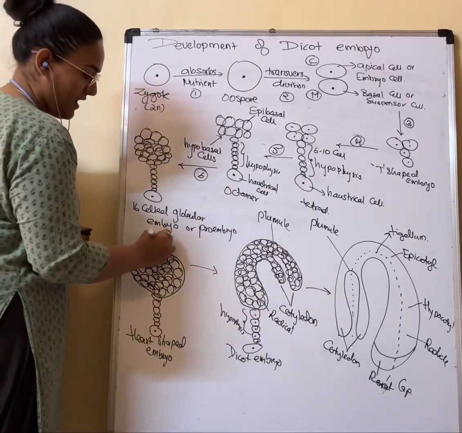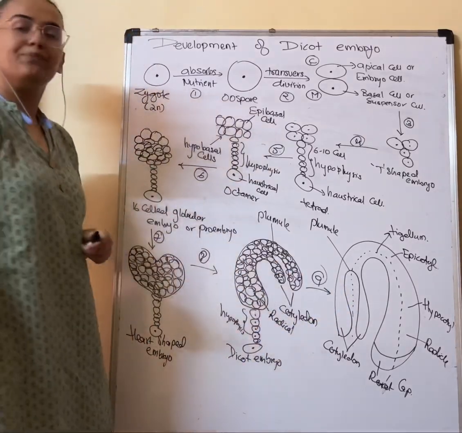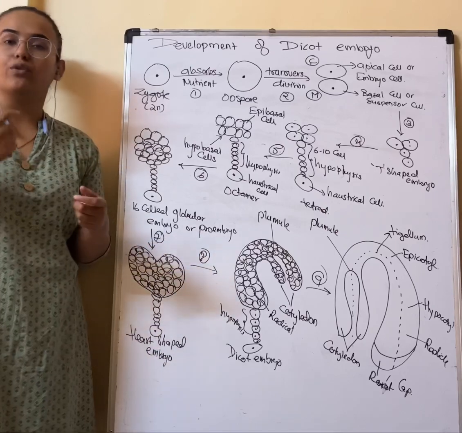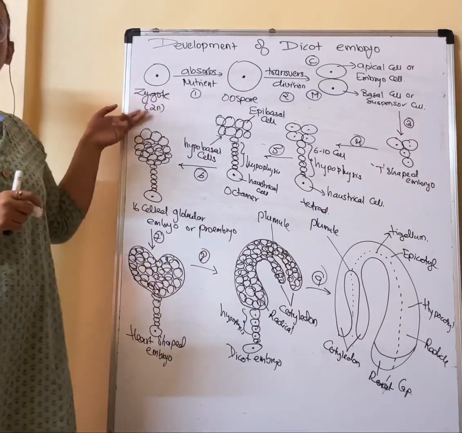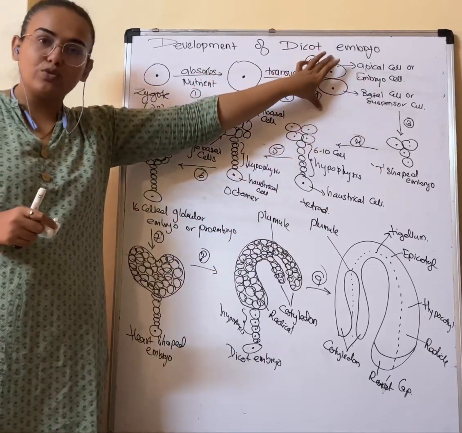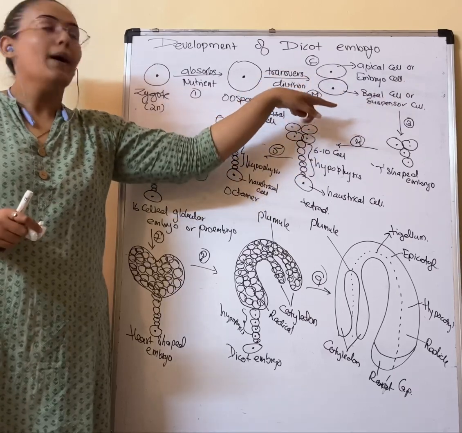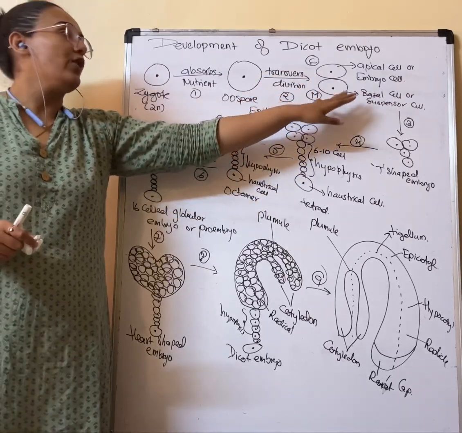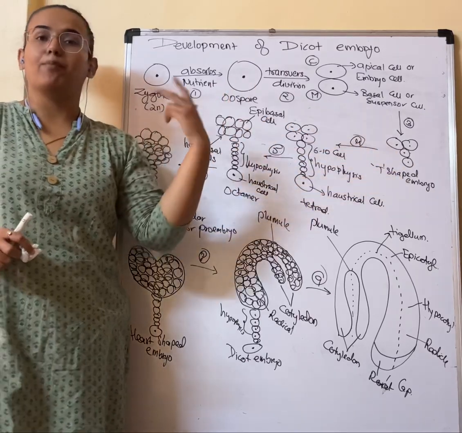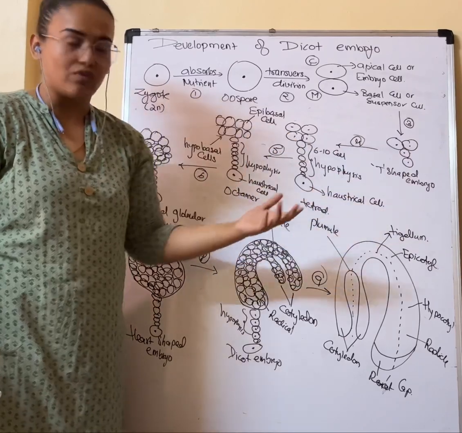So 6, 7, 8, and the last one, 9. Fine. So I hope you are able to understand. Let's go for a quick revision. Zygote absorbs the nutrition, forms the oospore, and transfers division to cells. On the chalazal side, apical or embryonic, and on the micropylar side, you have suspensors. Now, suspensors divide, embryonic cells divide, leading to the formation of a T-shaped structure.